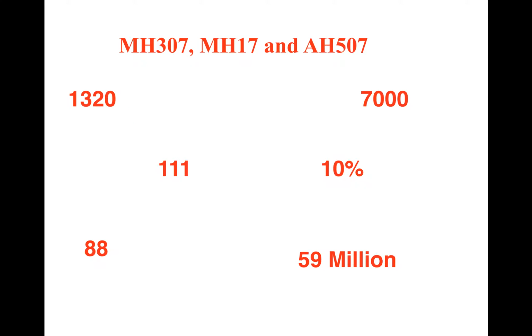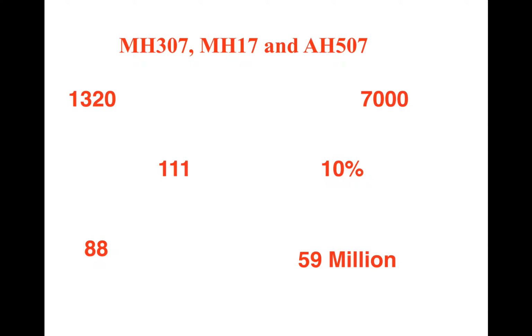Now, before I get into the topic, I want to reveal a few amazing facts about airplane crashes. If you look at this, MH307, MH17 and AH507, these three flight disasters alone caused the death of 600 plus people in 2014 alone. 1320 is the number of casualties that occurred due to airplane crashes in the whole of 2014. 111 is the number of crashes that occurred in 2014. 88 is the number of flights that have gone missing since 1950. Isn't that scary that even in the 21st century, like MH307 in 2014, a flight can go missing?